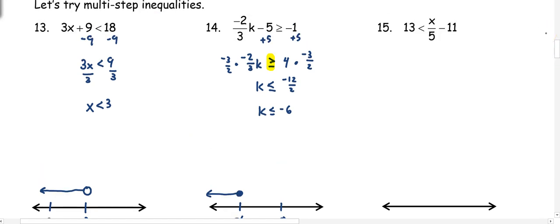15. We have 13 is less than x over 5 minus 11. So we're going to add 11 to both sides. 24 is less than x over 5. So to get x by itself, we're going to multiply by 5 on both sides. And we get 120 is less than x. Remember, in order to graph that, our variable must be first. So we get x is greater than 120.